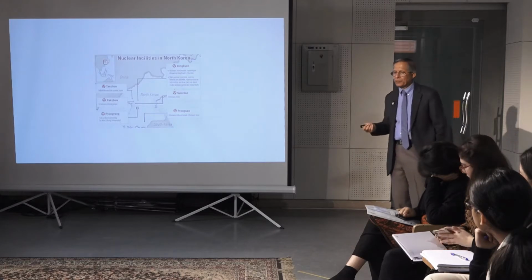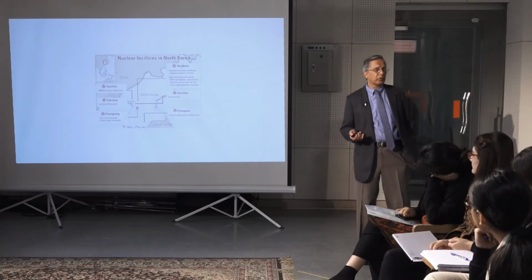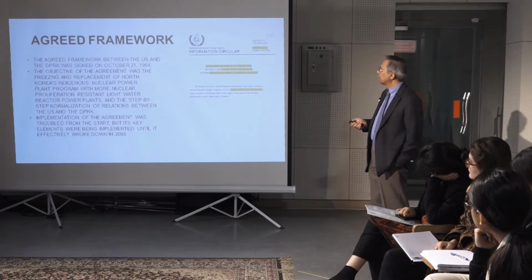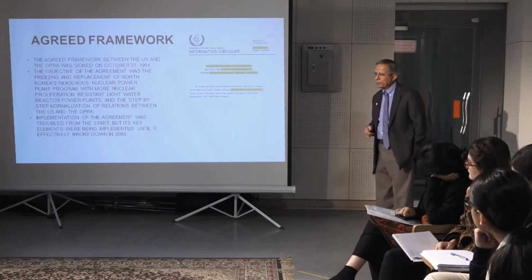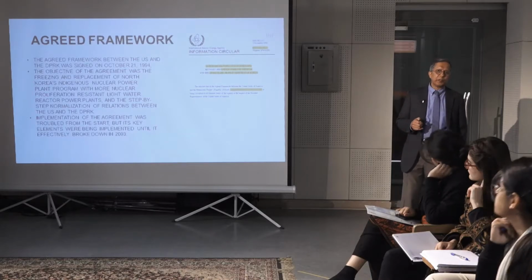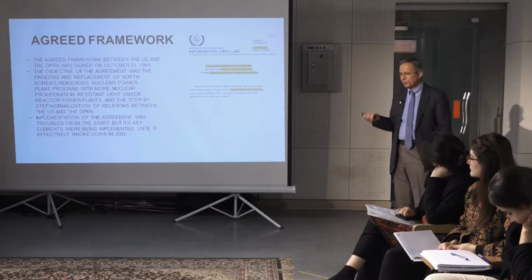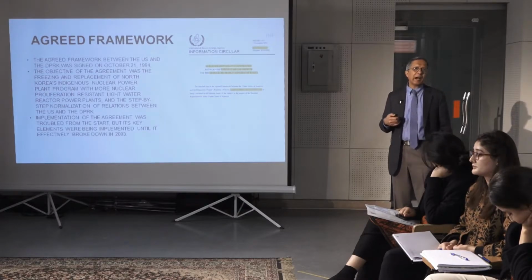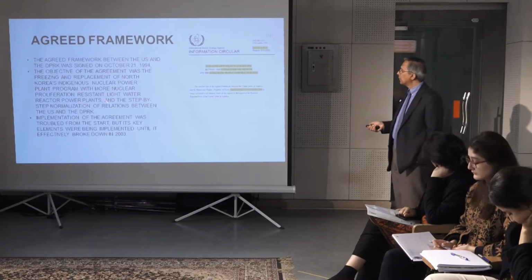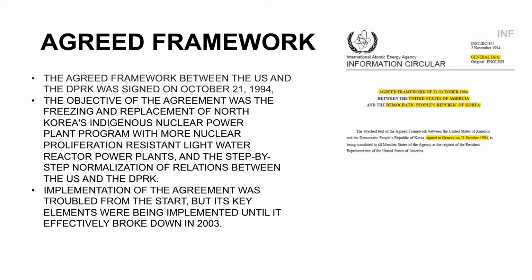Because the Americans are worried about the nuclear program and the South Koreans are worried about it too, can you go back to the Agreed Framework? So they said, okay, in 1994 we are going to have a treaty with you: you give up your nuclear program, the facility at Yongbyon where you were enriching fissile material, and we will give you in its place high-speed diesel oil. This Agreed Framework was signed between the US and the DPRK on October 21, 1994. The objective was the freezing and replacement of North Korea's indigenous power plants with more proliferation-resistant light water reactors. They said, instead of this, we'll give you light water reactor power plants, and step by step you normalize your relationship.